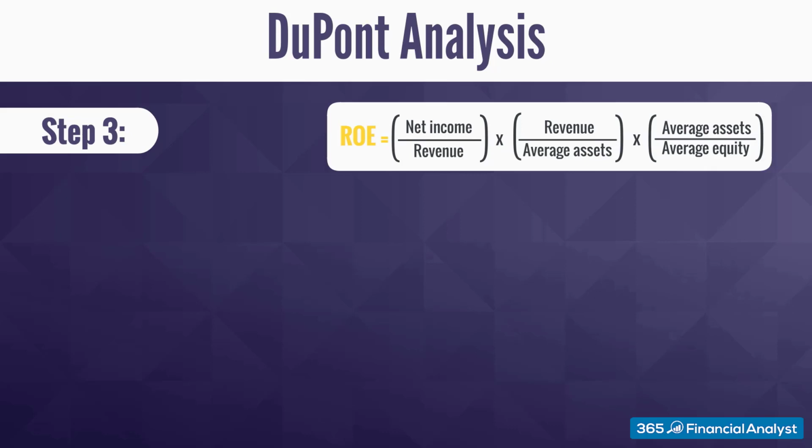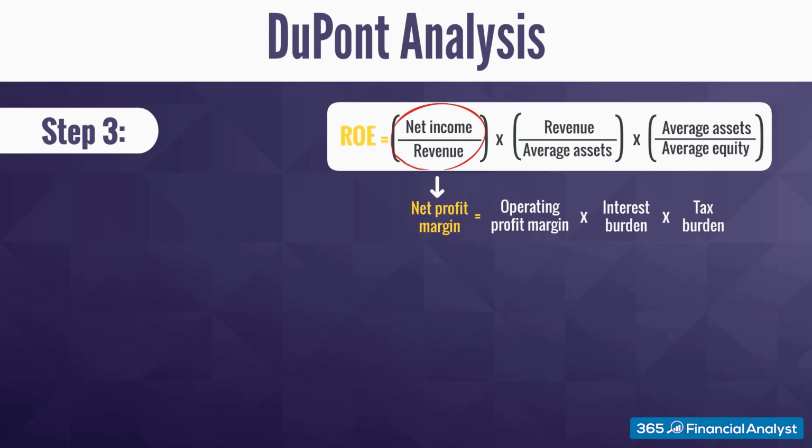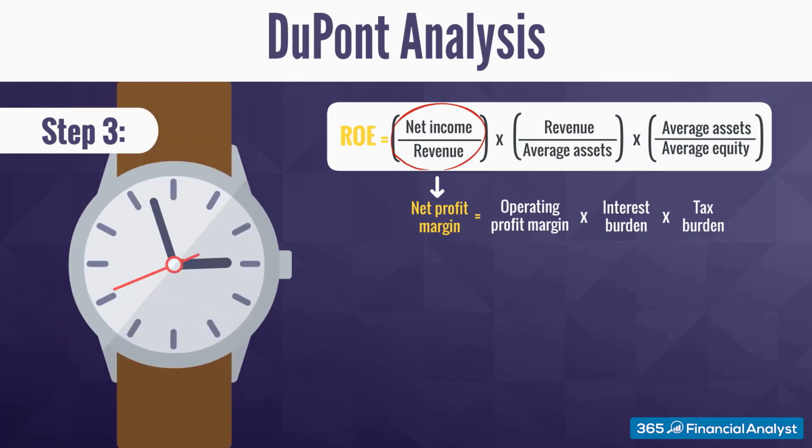Stemming from the three-way model, DuPont analysis can be further extended by decomposing the net profit margin component. As you know, the net income of a company is calculated after interest and tax expenses. So, if analysts want to see the underlying reasons for a net profit margin change, they should turn to its constituent parts. And so, we go ahead and exclude the interest and tax effects by calculating the operating profit margin, interest burden, and tax burden separately.